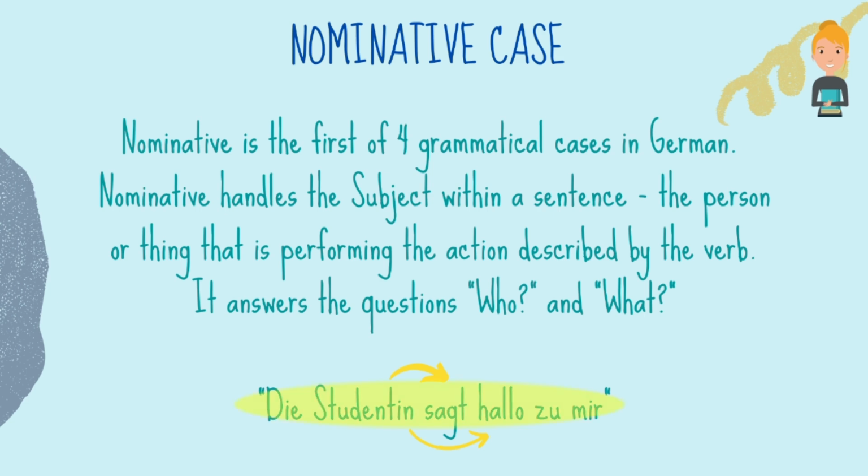If we take a look at the example sentence we have here, Die Studentin sagt Hallo zu mir. The student says hello to me. Die Studentin is the subject noun in this case. It is what is performing the action of saying hello onto something else, mir.